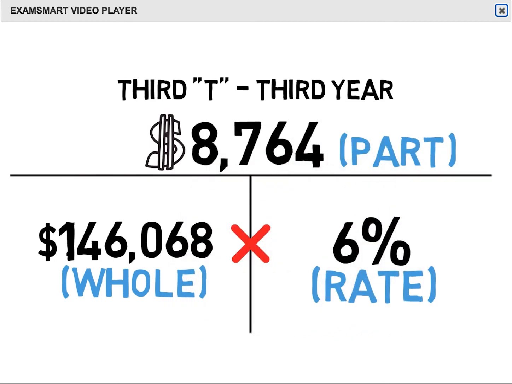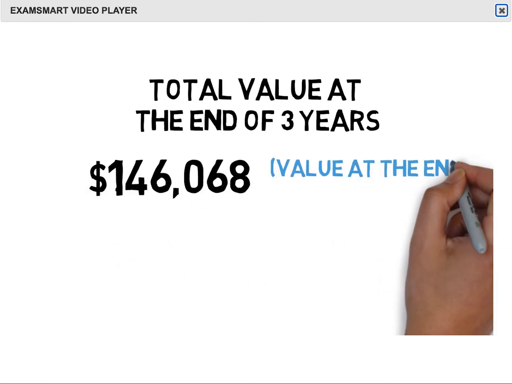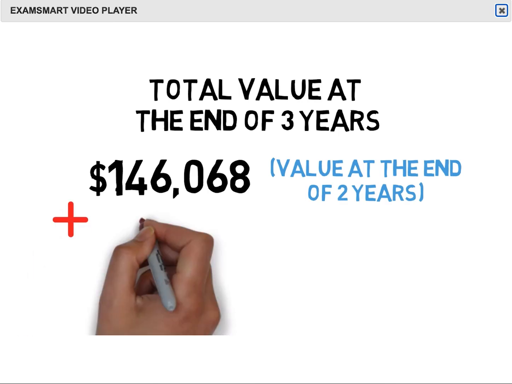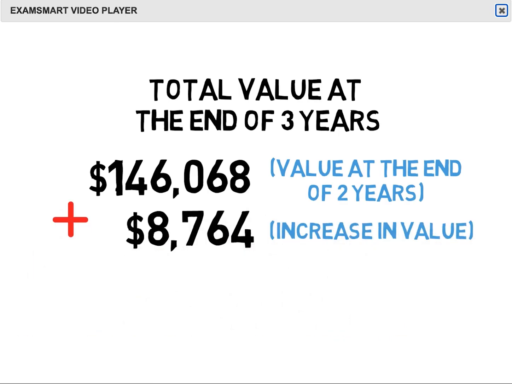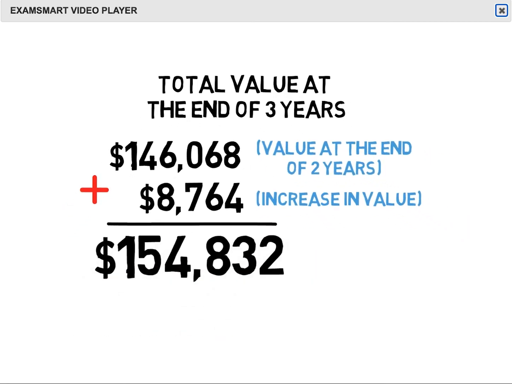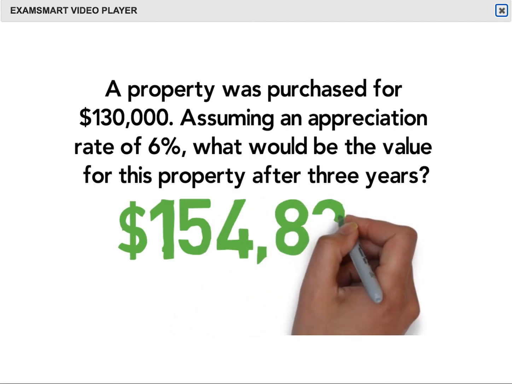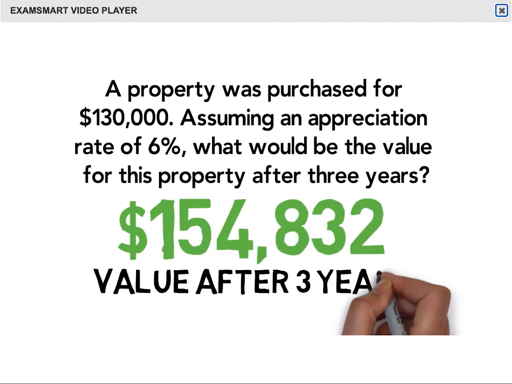$8,764. So to get the total value at the end of 3 years, we would take the $146,068 plus the increase of $8,764 to get a total value after 3 years of $154,832. Again, our answer is $154,832.